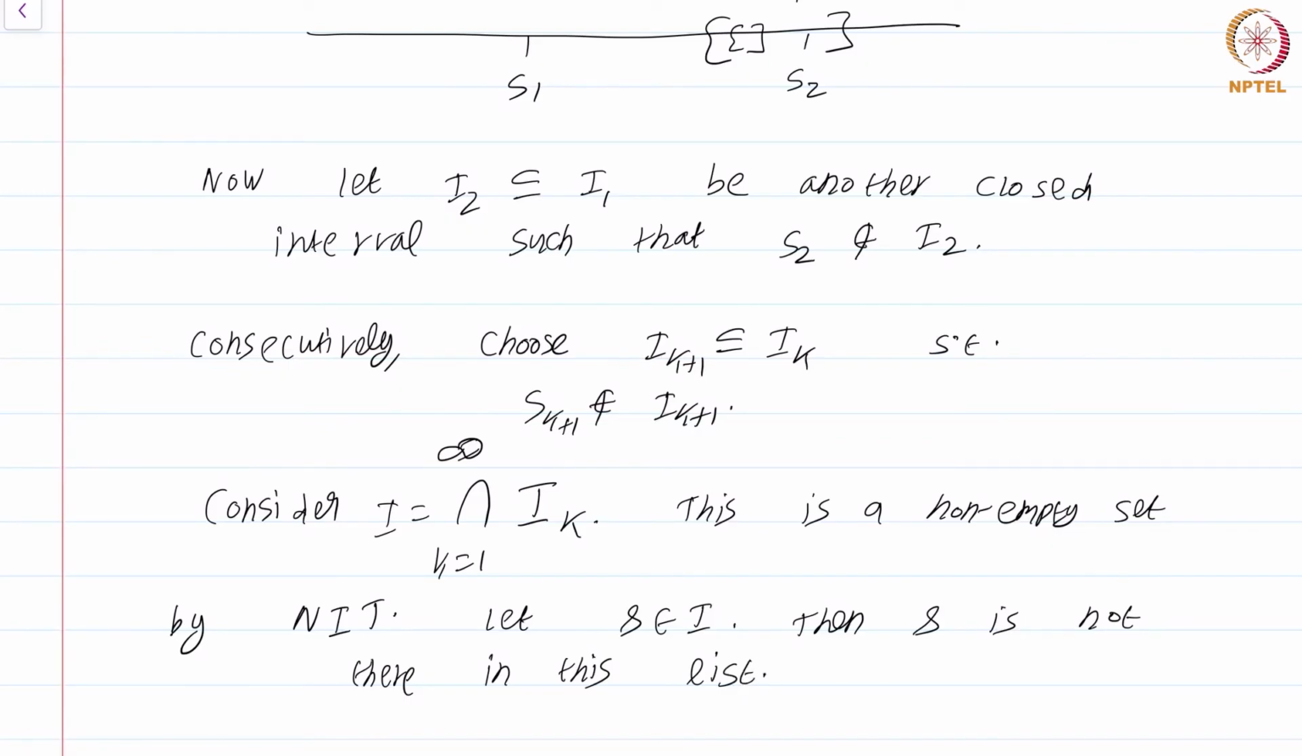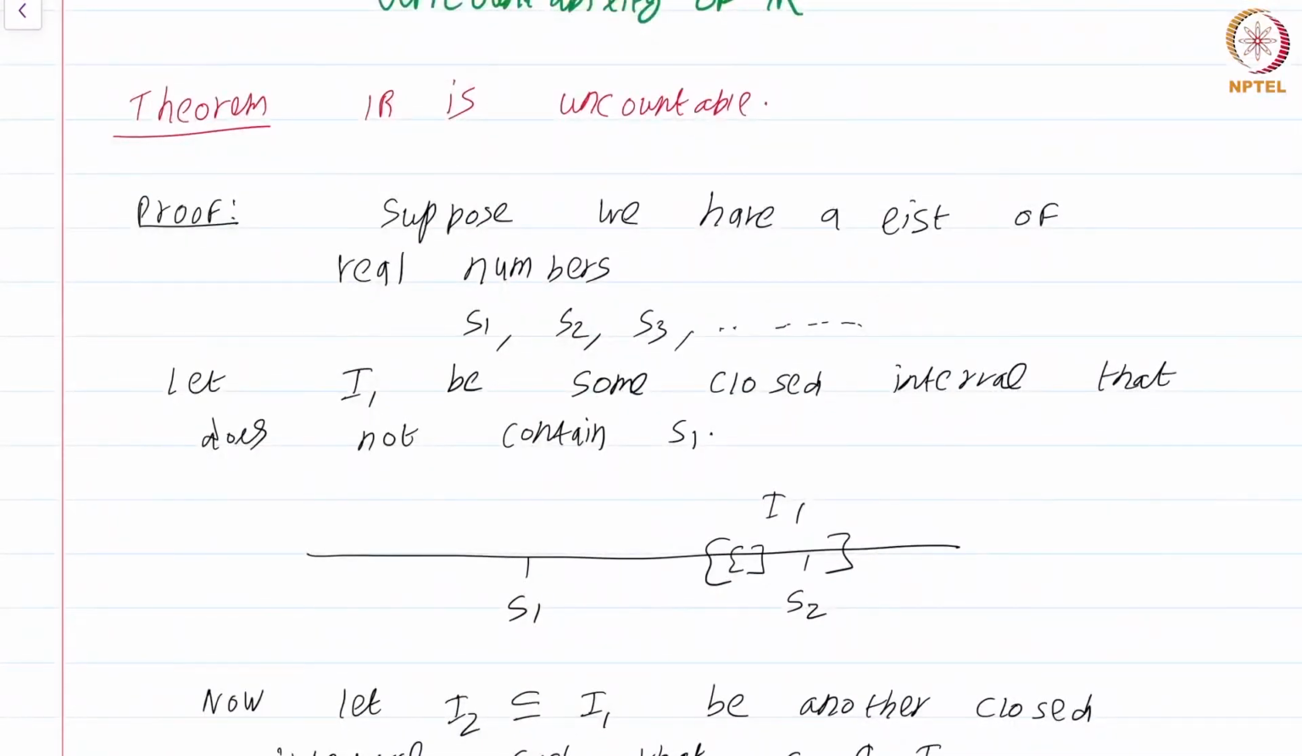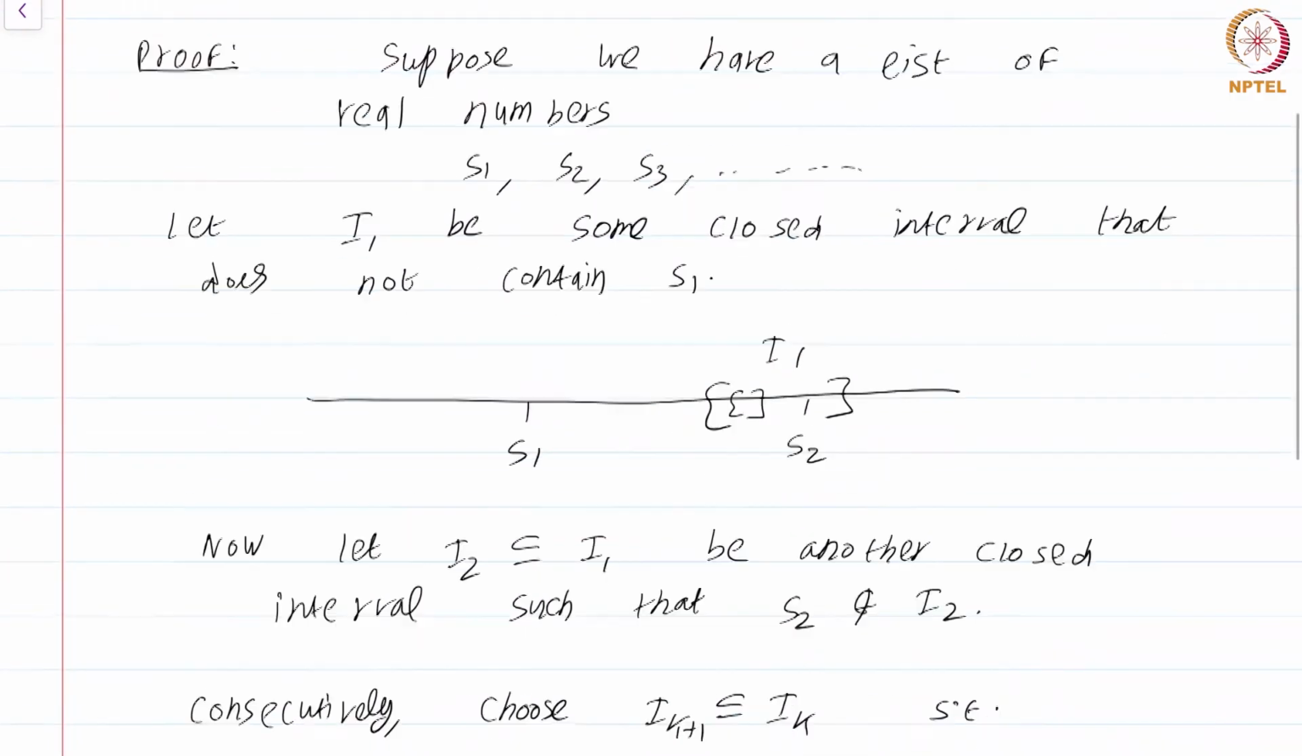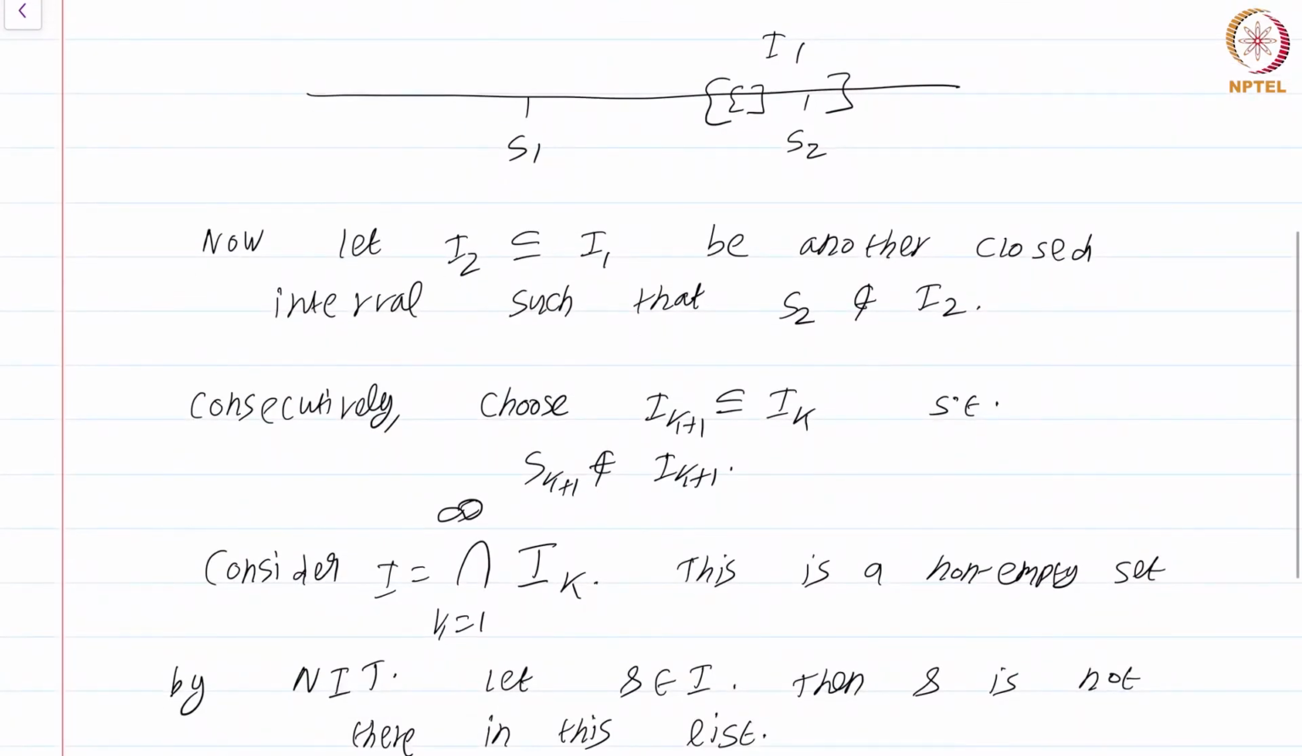Okay. So what we have done is we have started out with the list S1, S2, S3 of real numbers and have shown that there is some element that is not there in this list but is a real number. Okay. So this proves that there is no way to list out the real numbers, and if you recall our discussions on cardinality, listing out the elements is another equivalent condition for being countable. So that means R is uncountable.